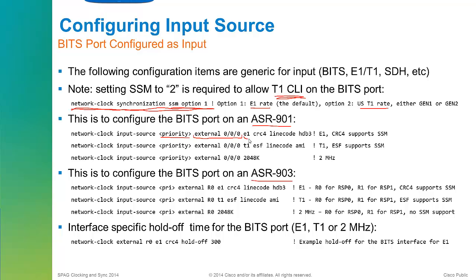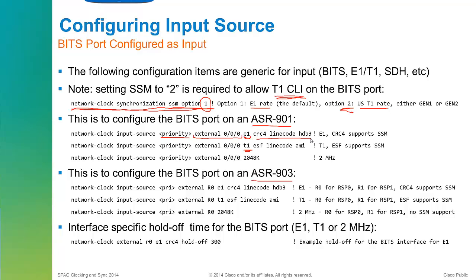Then if SSM option 1 is on, which is the default, you'll be able to put in E1. If you cannot put E1 in there, it's because you have configured option 2. If you want to see the T1 CLI, you need to have option 2. So that's what I was explaining. You need to get the SSM right before you start. And then you can configure things like the options to E1, whether you use CRC4, what line coding you use, and so forth. We explained before about SSM.